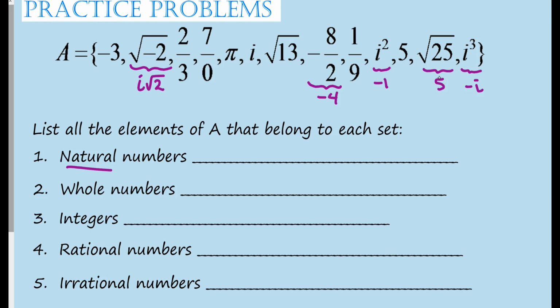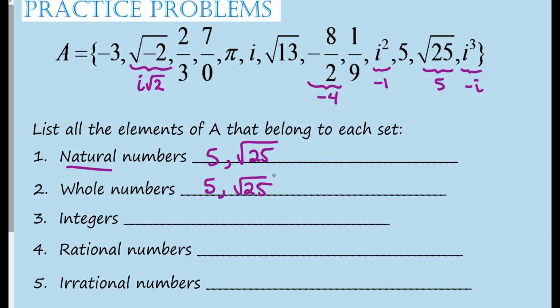Okay, so the natural numbers are the numbers that we can count, 1, 2, 3, 4, 5. So I'm seeing 5, and I'm seeing square root 25. All right, the whole numbers, 0, 1, 2, 3, 4, 5. Well, I don't see 0 in here anywhere, and we already know that other than 0, the rest of the whole numbers are natural, so we can just repeat those.